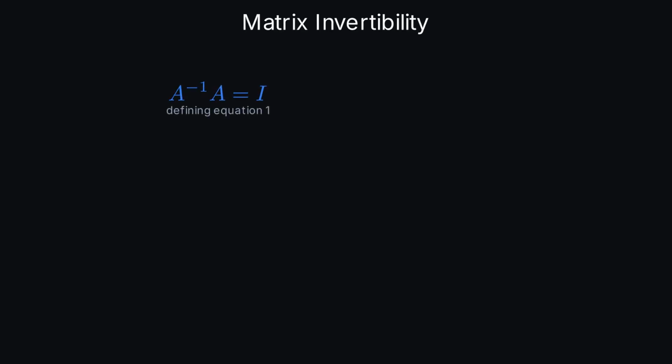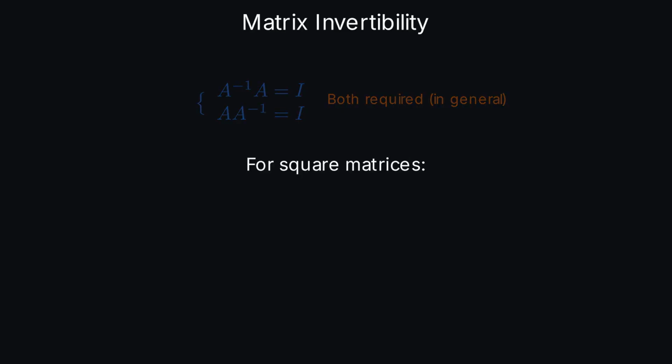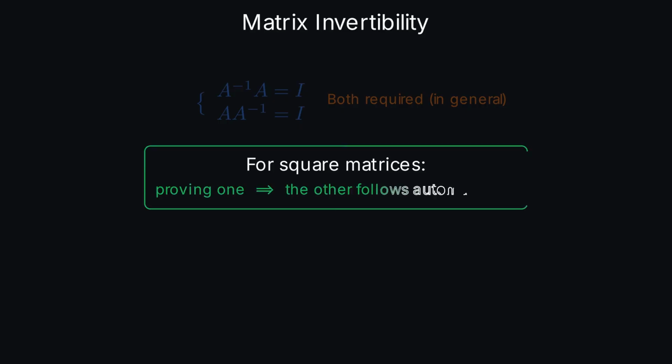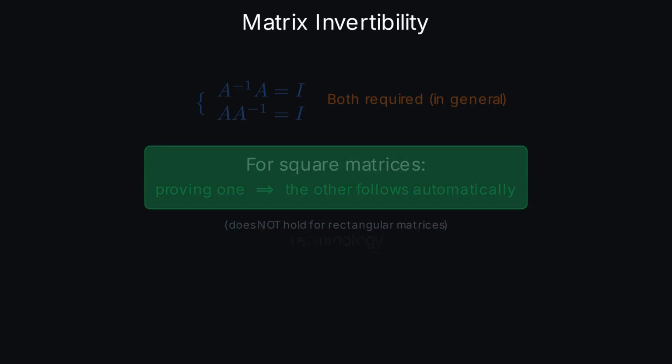A inverse times A equals the identity matrix, and A times the inverse also equals the identity. The identity matrix is the matrix analog of the number 1. It leaves every vector unchanged. In general, both equations are required. But for square matrices, a remarkable fact holds. Verifying just one equation guarantees the other automatically. This shortcut fails for rectangular matrices, so it is not trivial.